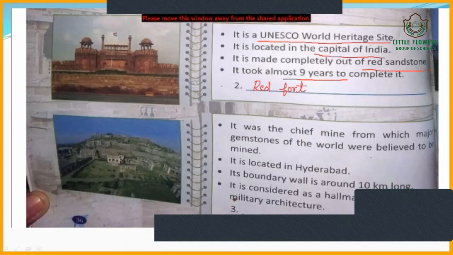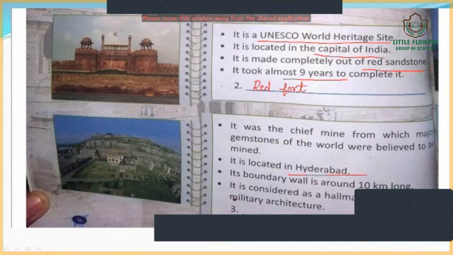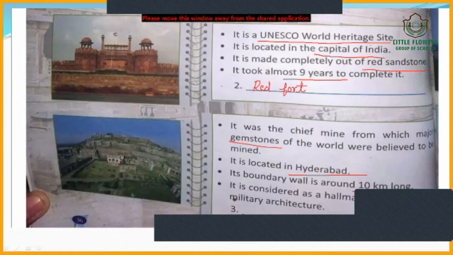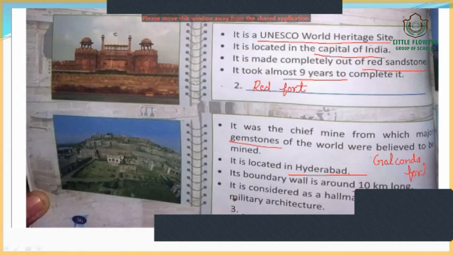The next, third one is given. It was the chief mine from which major gemstones of the world were believed to be mined. It is located in Hyderabad. Its boundary wall is around 10 kilometers long and considered a hallmark of excellence in military architecture. So answer will be Golconda Fort. Yes, it is Golconda Fort. Which fort? Golconda Fort. And where is it situated? In Hyderabad. Let's see the next one.